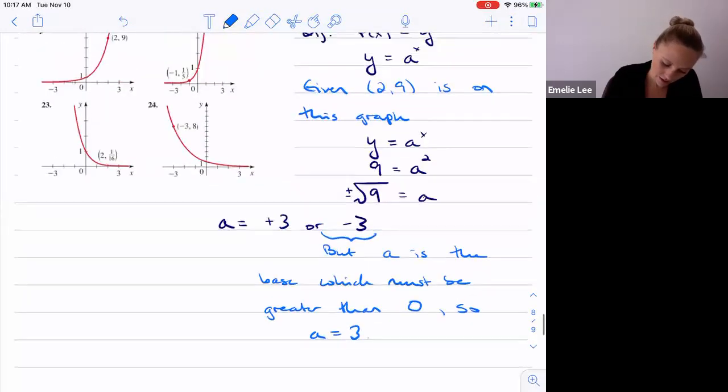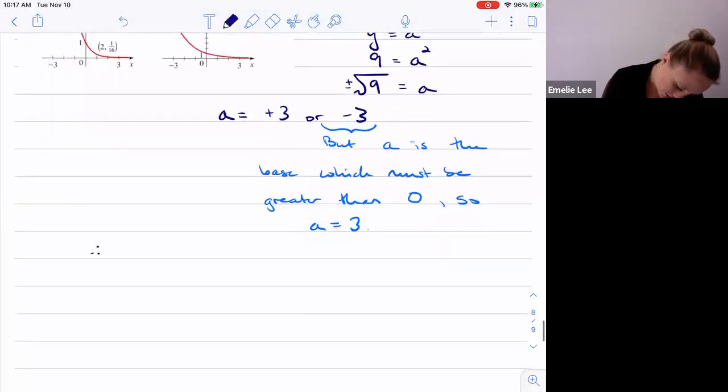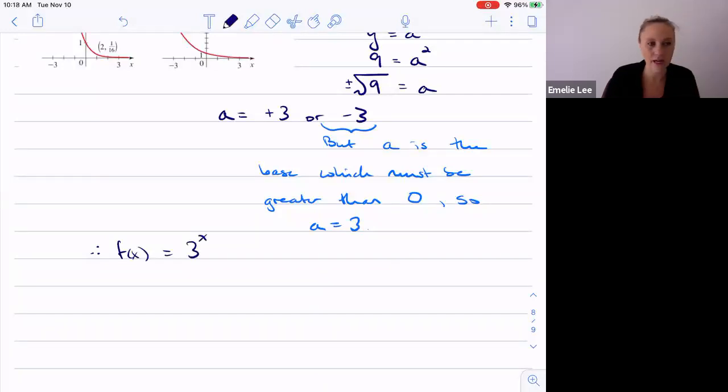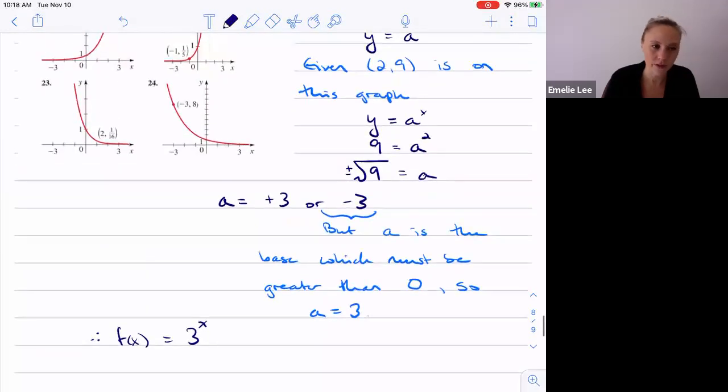So here, this equation must be a to the power of x, which is 3 to the power of x. Therefore, f of x is 3 to the power of x.